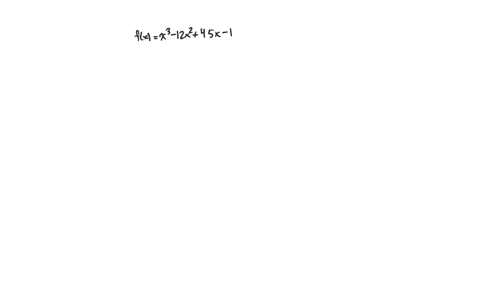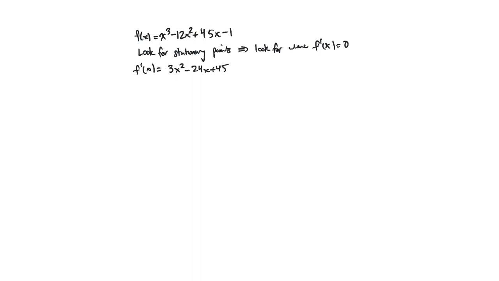We want to look for the stationary points, where the derivative equals zero. So if we compute the derivative here, that's relatively straightforward. We get this, and in this case, we notice that everything is divisible by 3, so that will help with the arithmetic.